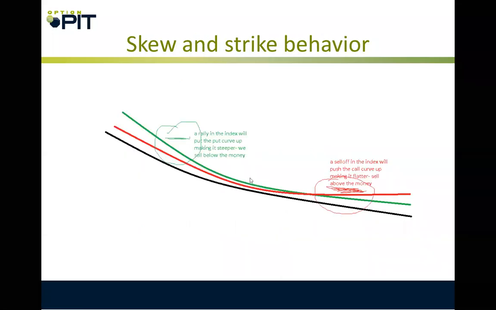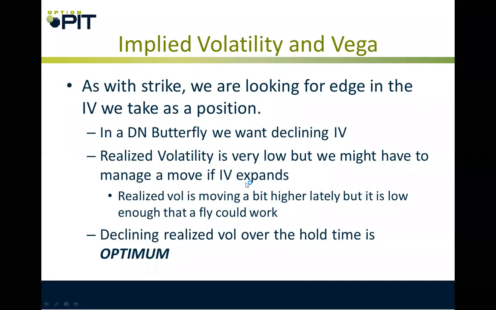The at the money's right there. At the money's right there in the middle. Okay. So, as with strike, we're looking for edge in our IV, so we'll talk about that in a second. In a downward butterfly, you want declining implied vol. You want realized volatility to be declining, right?